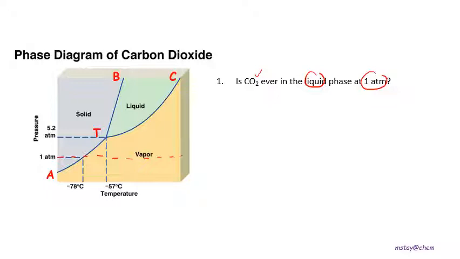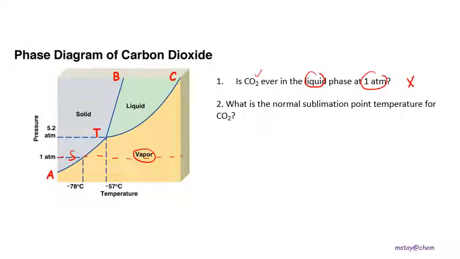You will notice that the carbon dioxide, at 1 atm, will only pass through the solid phase and also the vapor phase. So it means that carbon dioxide is never liquid at 1 atm. That's why in our surroundings, we are not able to see any carbon dioxide in the liquid phase. So the answer is no.